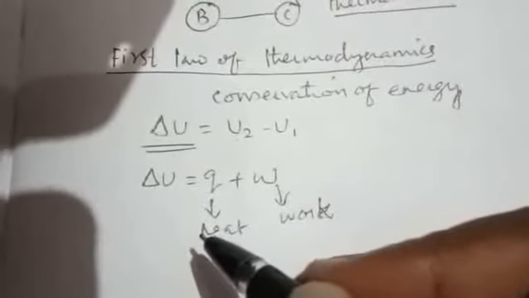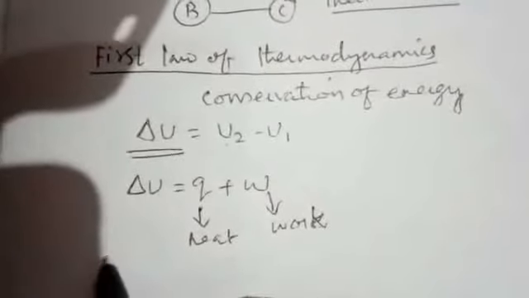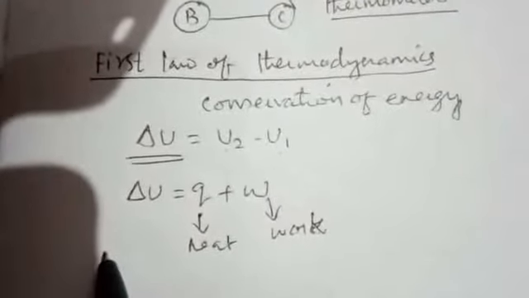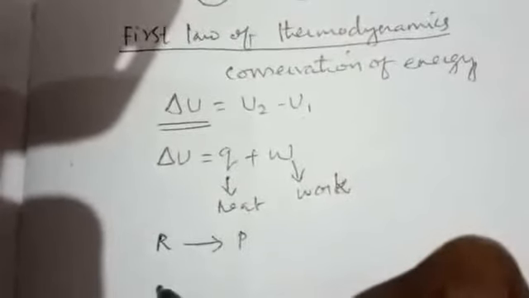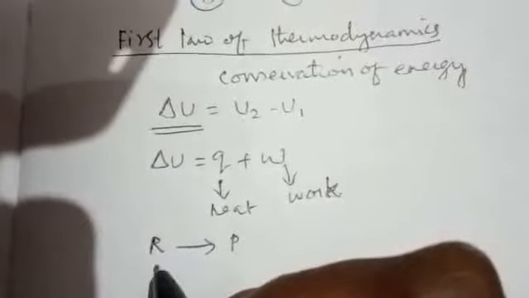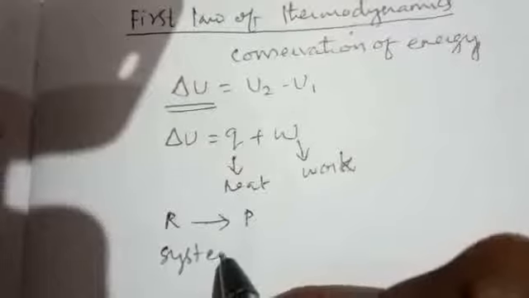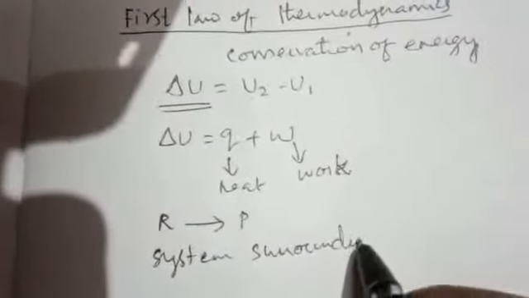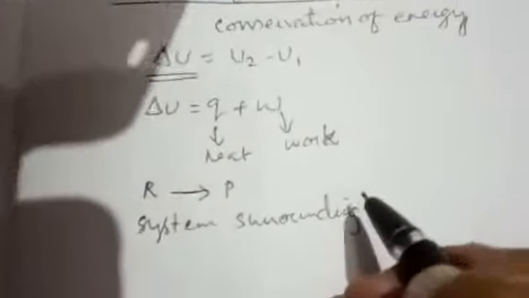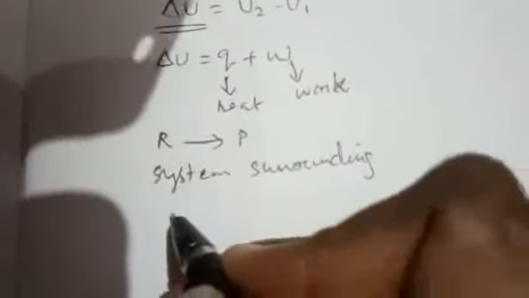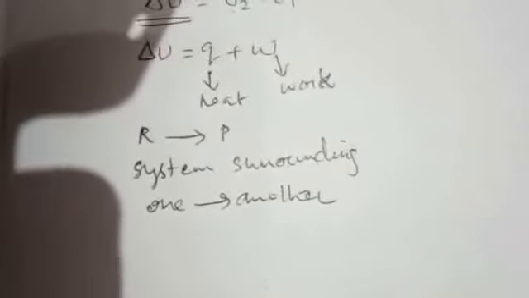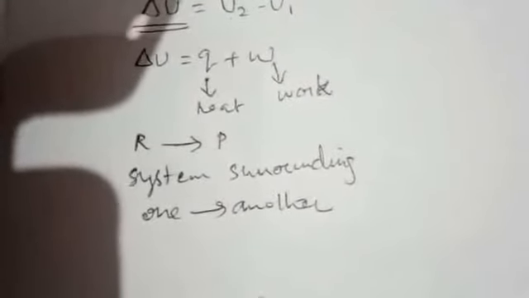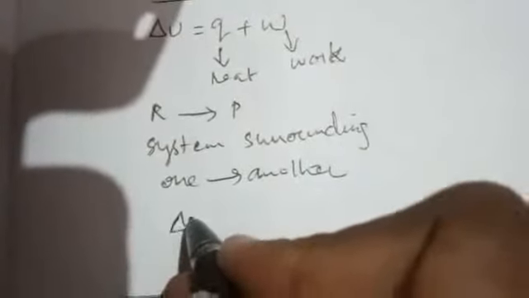Other statements of the first law of thermodynamics. First, when energy of one type disappears, an equal amount of another type must be produced, for example, reactant to product. Second, the total energy of the system and surroundings remains constant. Third, energy can neither be created nor destroyed, but may be converted from one form to another. The change in internal energy of a closed system equals the energy crossing the boundary as heat or work. Heat and work are the two ways of changing the system's internal energy, del U.